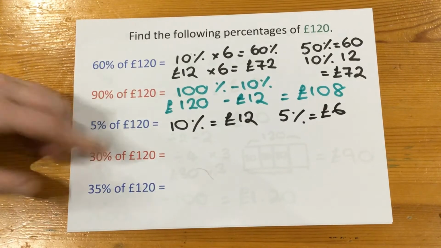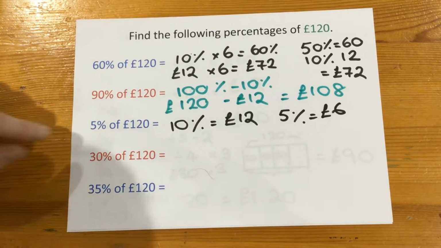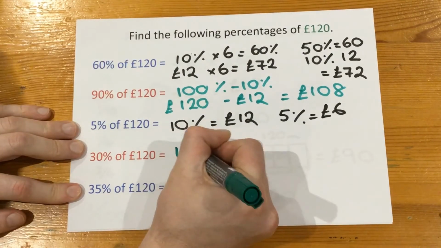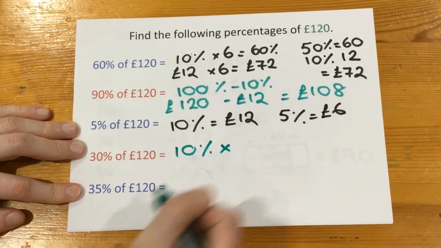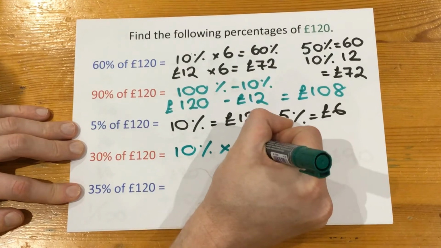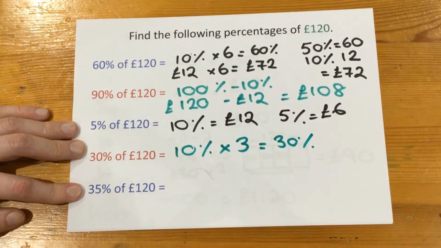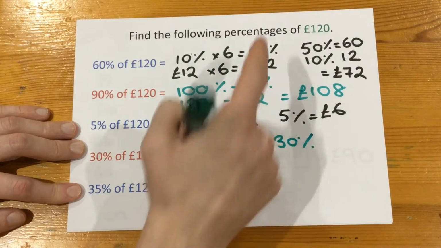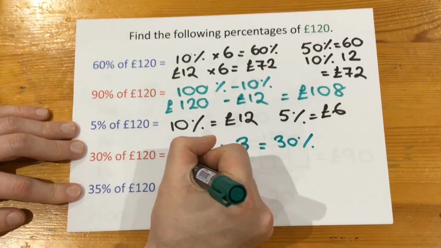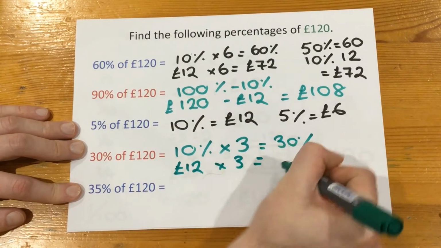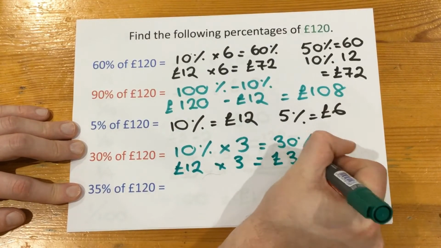30%. Okay, different strategies I could use, but this time I'm going to do similar to what I did in the first sum. I'm going to take 10% and times it by 3 to turn it into 30%. Okay, 10% of £120 is £12. 12 times 3 is £36.